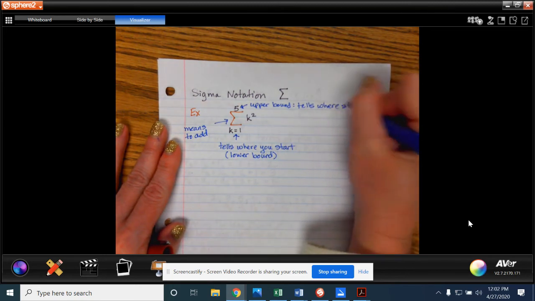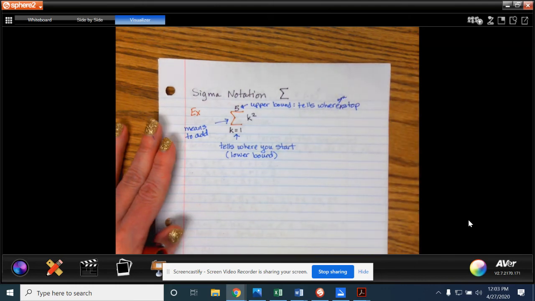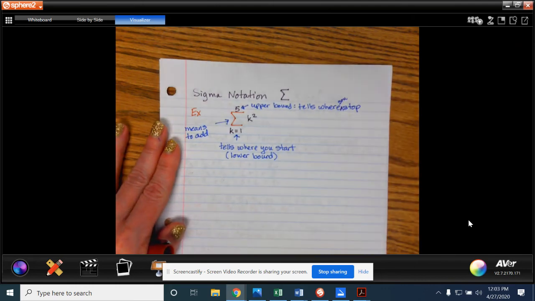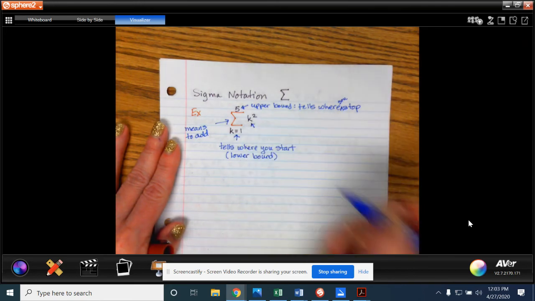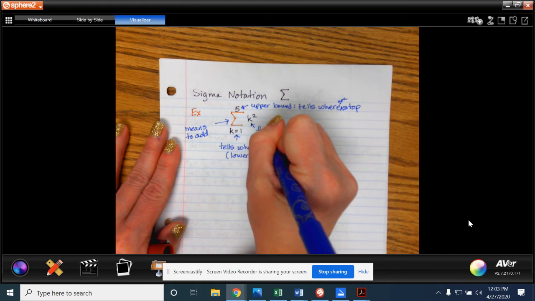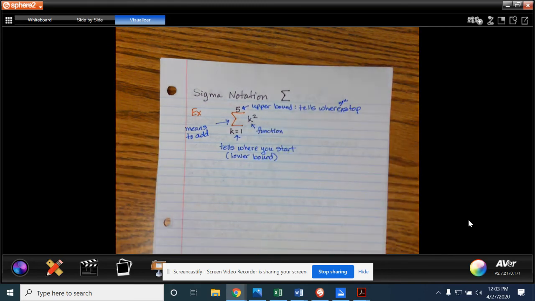Where, I forgot to put you, where you stop. Okay, what is this thing right here then? That is your function. That is what you're plugging everything into. So by notating all of that, just knowing what it is, you can start to solve it.